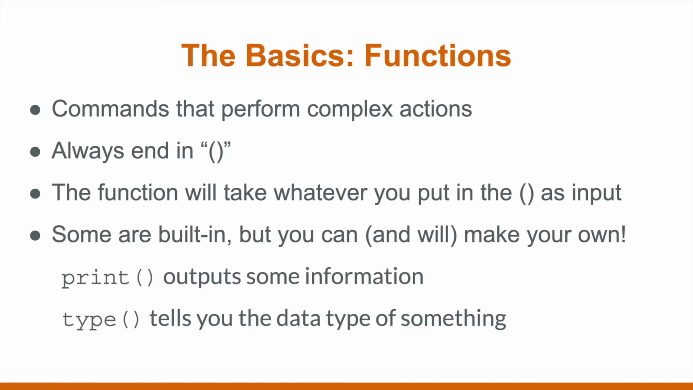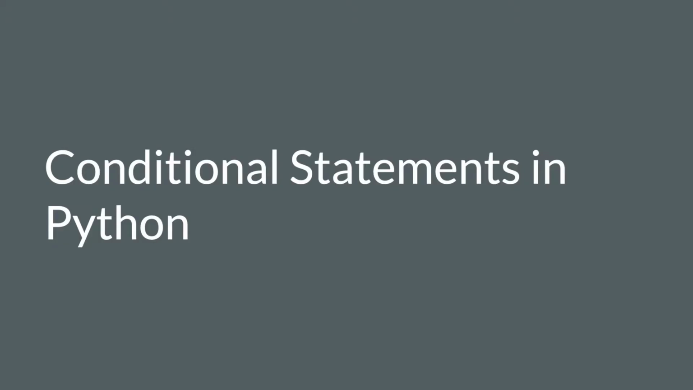So the basics. A function in Python is a command that performs complex actions, and it always ends in parentheses. The function will take whatever you put in the parentheses as an input. Some are built in, but later on we will be making our own. Print outputs some information, whereas type will tell you the data type of something.